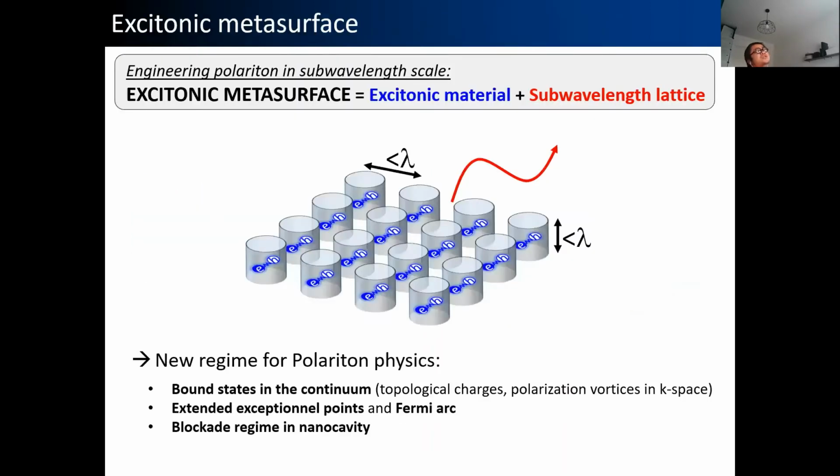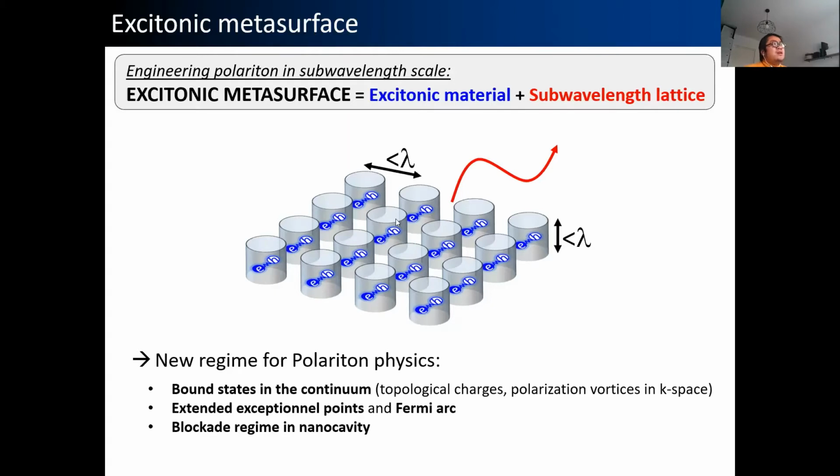What happens if you want to engineer polaritons but at the subwavelength scale? So we go to the nanophotonic regime. So here we want to introduce a new notion that we call excitonic metasurface. That means we use an excitonic material in a lattice, but now it's a subwavelength lattice. Now the period and also the thickness of these rods are much smaller than the wavelength of light. So in this regime, we can venture into a lot of new phenomena like bound states in the continuum to study topological charges, polarization vortices in k-space, also the extended exceptional points and Fermi arcs lately discovered by the MIT group for pure photonic systems.